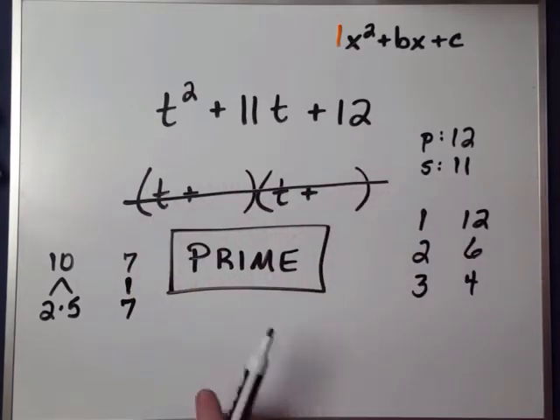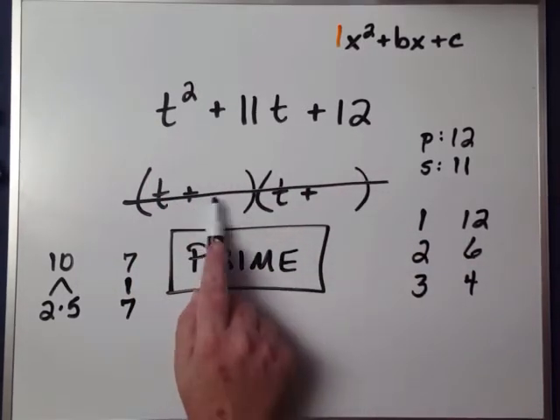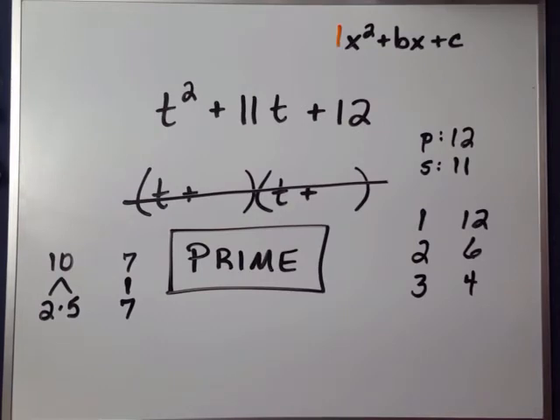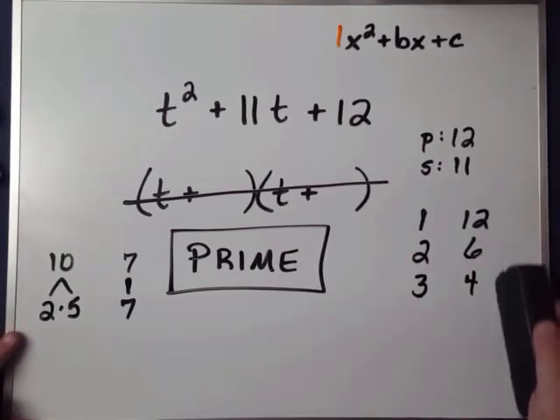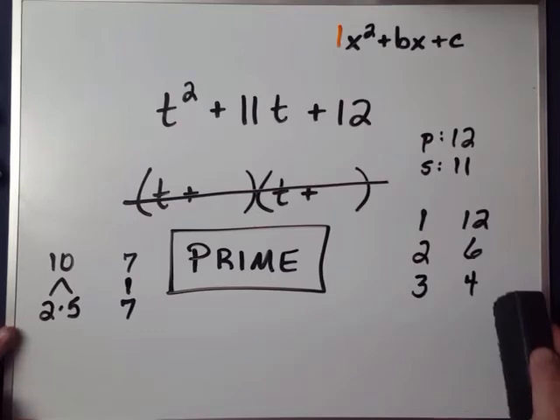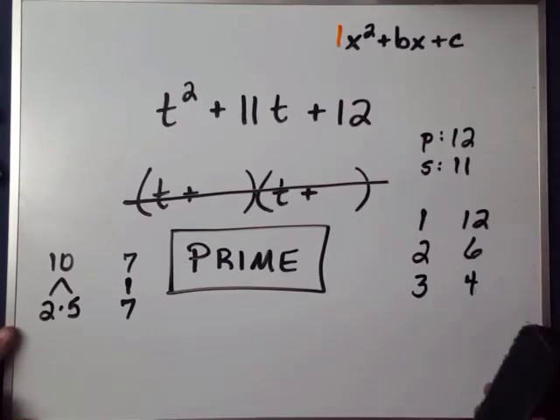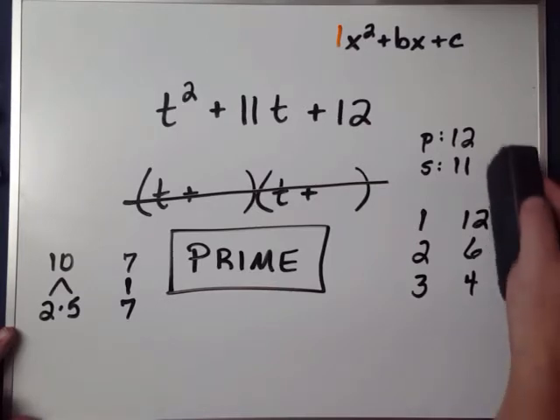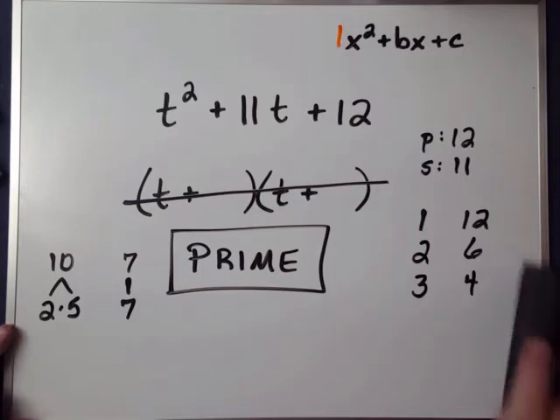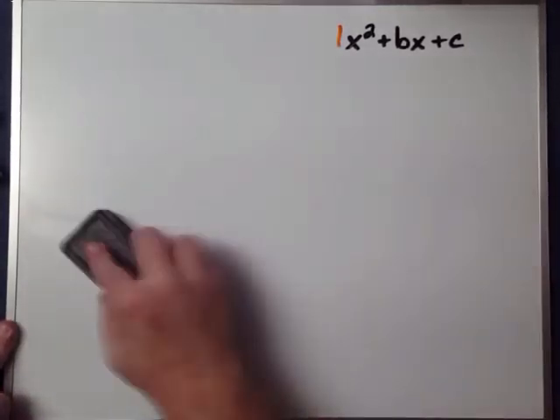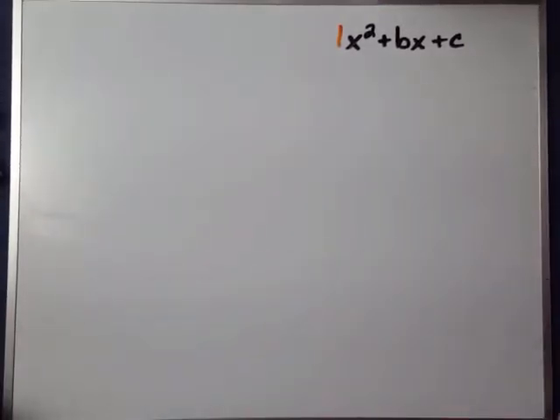Well, this trinomial can't be broken down by unfoiling. So it's prime. I discovered that by listing these factor pairs of 12 in this case, and seeing that no factor pair of 12 will give me the sum that I'm looking for. Number 36.